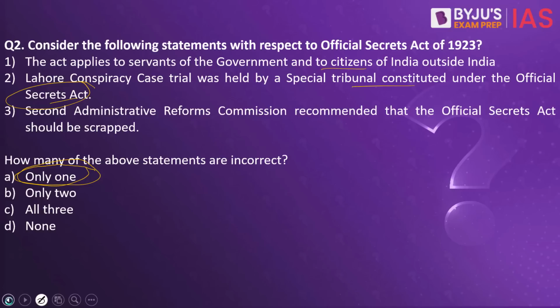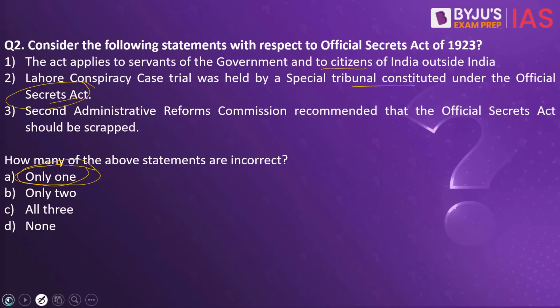When you look into the second statement, Lahore conspiracy case trial was held by a special tribunal constituted under the Official Secrets Act. This statement is wrong. Why? That is because it is not with respect to the Official Secrets Act. It happened with respect to some other act. Which act we are speaking about is what you have to put in the comment section.